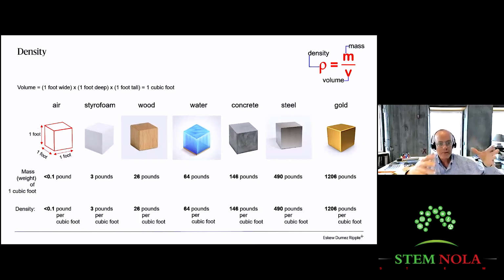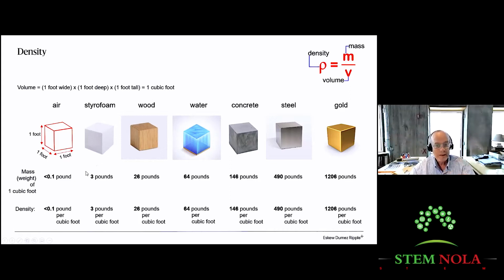And that cube could be of air, of styrofoam, of wood, of water, of concrete, of steel, or of gold. Well, how much would that cubic foot weigh? If it's air, it's less than a tenth of a pound. Styrofoam, 3 pounds, easy to pick up and toss around. Wood, 26 pounds. If you're in good shape, you can do it. Water, that cubic foot is 64 pounds. Concrete, 146 pounds. Steel, 490 pounds. And gold, 1,206 pounds.